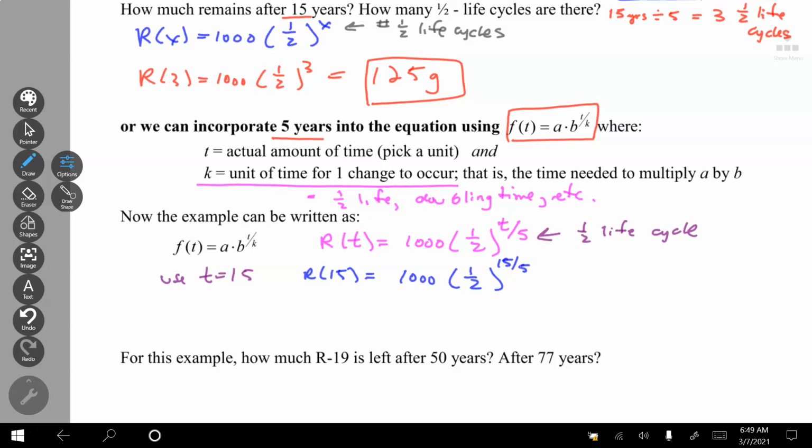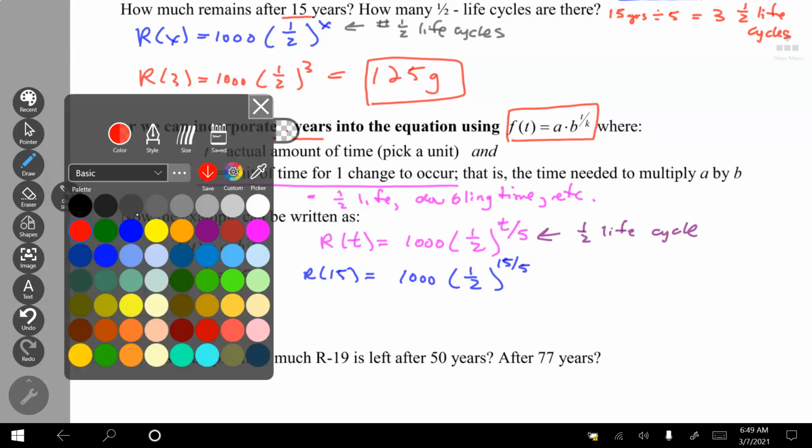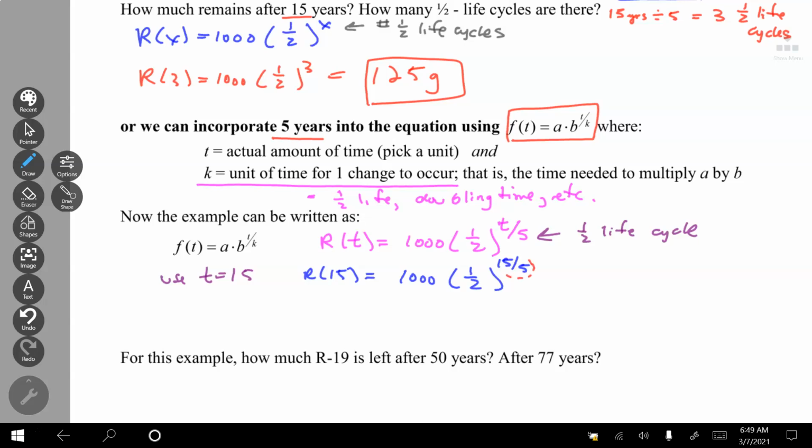15 over 5, which, if I have a newer calculator, I don't have to worry so much, but if I have an older calculator, I have to do this first, and I can rewrite it as r of 15 equals 1,000, 1/2 to the third, which is exactly what I had before. I have 125 grams, exactly what I had before.